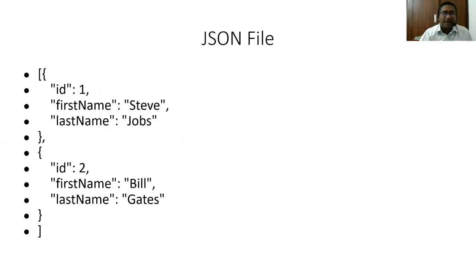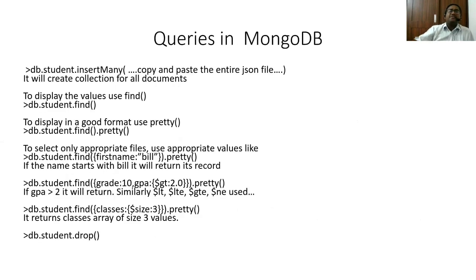Now, what is the JSON format? You see here, this is the square bracket, with any number of records separated by commas in curly braces. Any number of fields I will write, and at the end it will be a square bracket. Suppose you want to insert an entire file, it is possible.